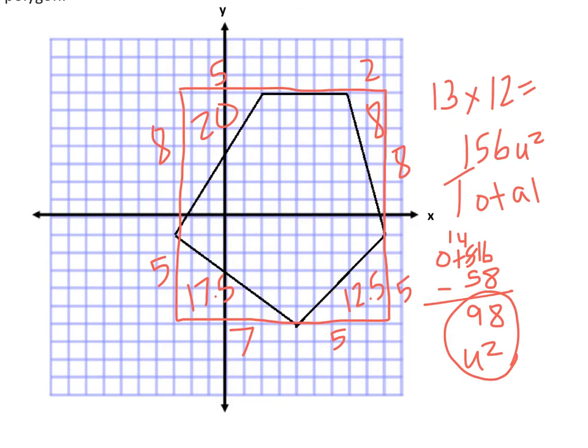Okay, number 1, I found the easiest thing to do was to make the outlining rectangle and subtract the space that is not part of the original figure. So the outlining rectangle was a 13 by 12, which is 156 units squared. Each triangle, base times height divided by 2. So this was 40 divided by 2, which is 20. 16 divided by 2, which is 8. 25 divided by 2, which is 12.5. And 35 divided by 2, which is 17.5. When you add those together, you get 58. And when you subtract, you get 98 units squared as my total area.